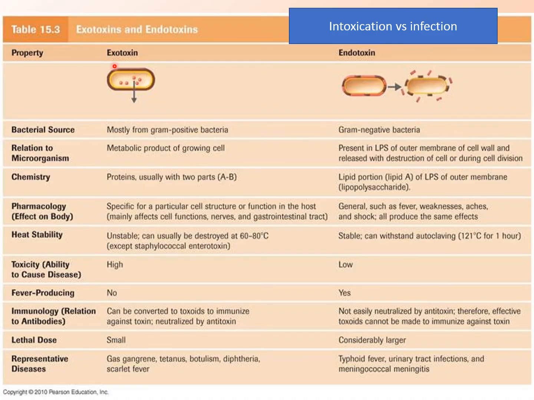Let's compare exotoxins and endotoxins. Exotoxins are released outside the cell, whereas endotoxins are only released when the cell undergoes lysis. Exotoxins are produced mostly by gram-positive bacteria. Endotoxins are produced only by gram-negative bacteria. Exotoxin is generally present in the form of subunits which combine together to give its effect. Endotoxins are basically the lipid A portion of LPS.